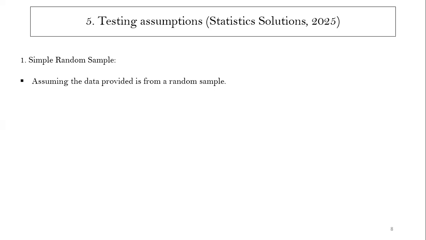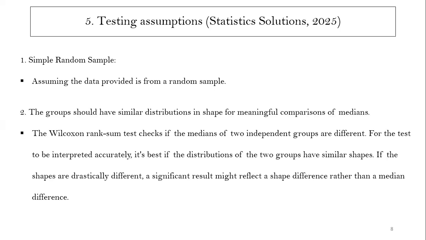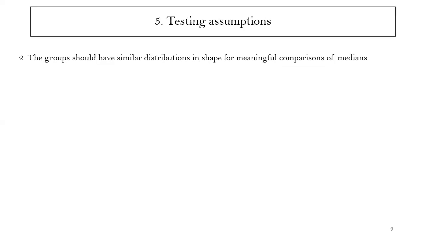1, simple random sample, assuming the data provided is from a random sample. The groups should have similar distribution in shape for meaningful comparisons of medians. The Wilcoxon rank sum test checks if the medians of the two independent groups are different. For the test to be interpreted accurately, it's best if the distributions of the two groups have similar shapes. If the shapes are drastically different, a significant result might reflect a shape difference rather than a median difference.